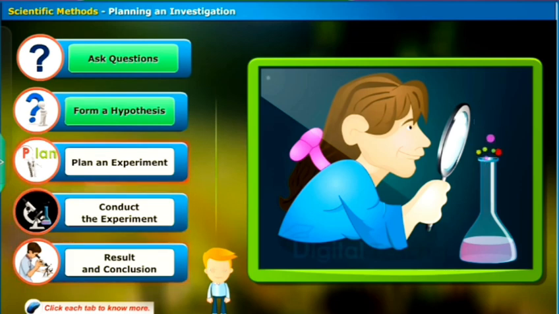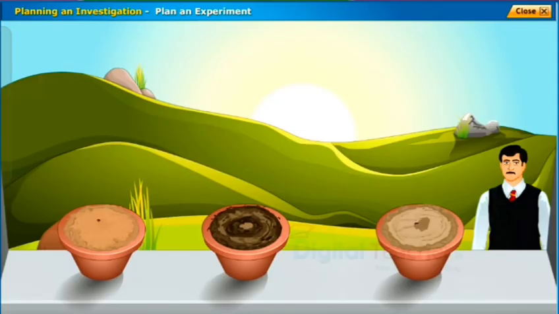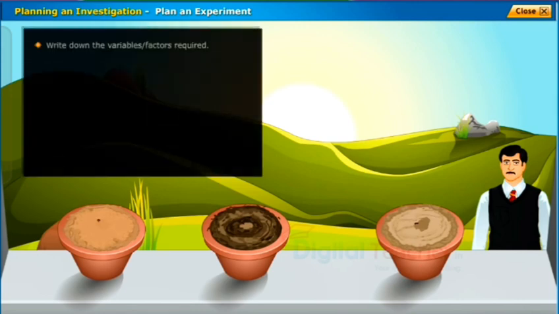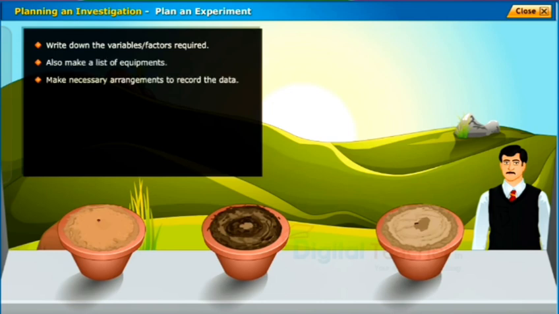Plan an experiment. Write down the variables or factors required. Also make a list of equipment. Make necessary arrangements to record the data.